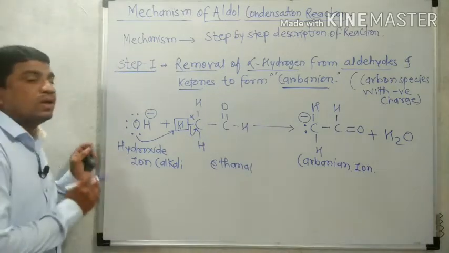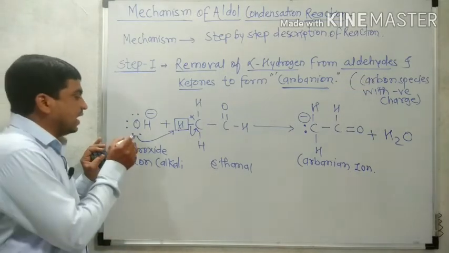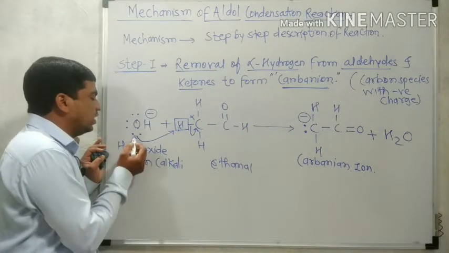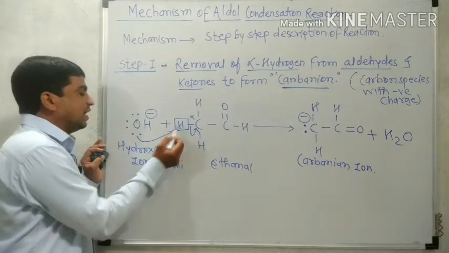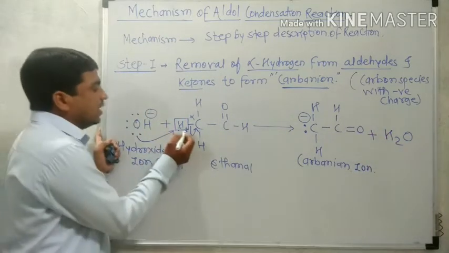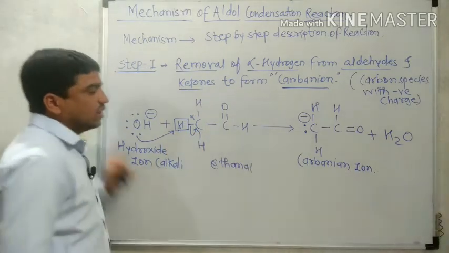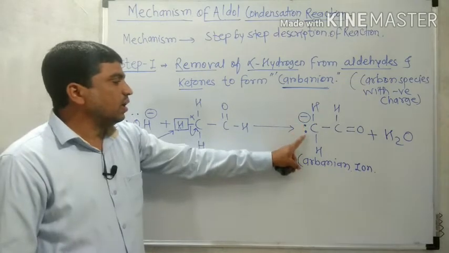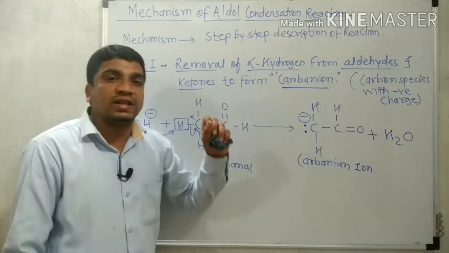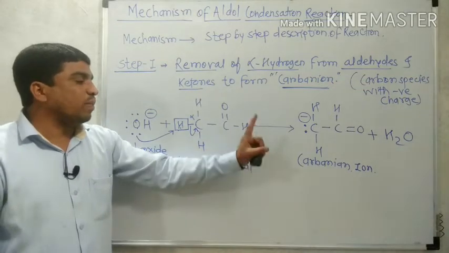How is the carbanion formed? The hydroxide ion, OH minus, from the alkali, that base, attacks the alpha hydrogen atom by donating a pair of electrons to the alpha hydrogen, and that alpha hydrogen is now attached with OH to form H2O. Now what remains? The pair of electrons between carbon and hydrogen shifts completely toward the carbon atom. Therefore, a lone pair of electrons forms here. So, due to the presence of the lone pair of electrons, the carbon gains the negative charge because this carbon is electron rich. Now, that was the first step, formation of the carbanion.